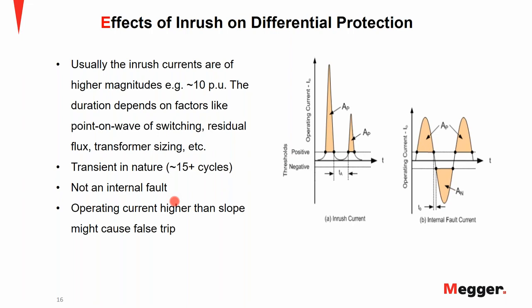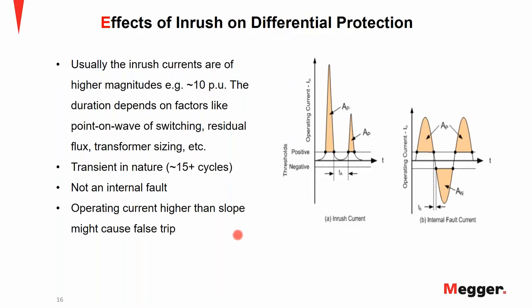It also tells us that it's not an internal fault. It isn't an internal fault, but it pretends like it is an internal fault. So that's what we want to do: we want to make sure that we block for this rich harmonic content that's coming out of this transformer when we energize.